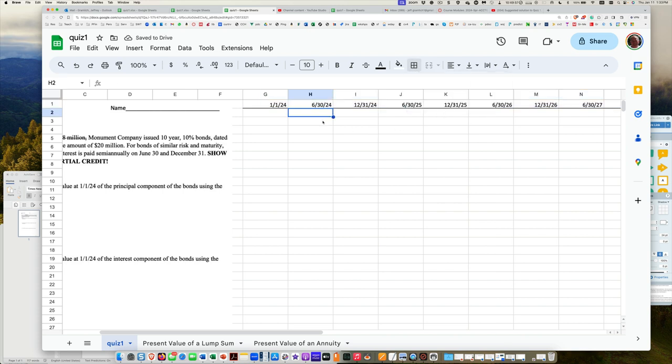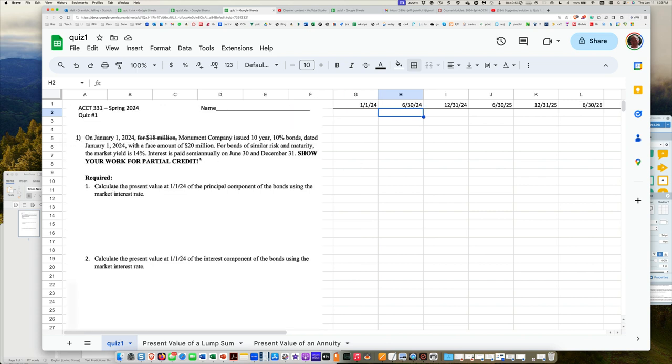And our payments along the way, following this, it says they are 10-year, 10% bonds dated January 1, a face amount of $20 million, and the market yield is 14%, paid semi-annually. So our interest is using the PV formula. The formula is principal, $20 million, times the interest rate, which is 0.10 or 0.1, and that's every 6/12. So the interest rate is stated in terms of a year at 10%, but it's really only 5% for half a year. And that's going to get us the $1 million every 6 months that's going to have to be paid.